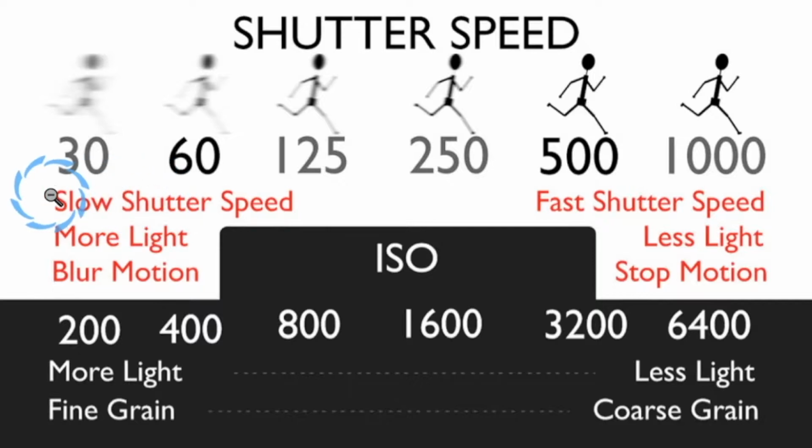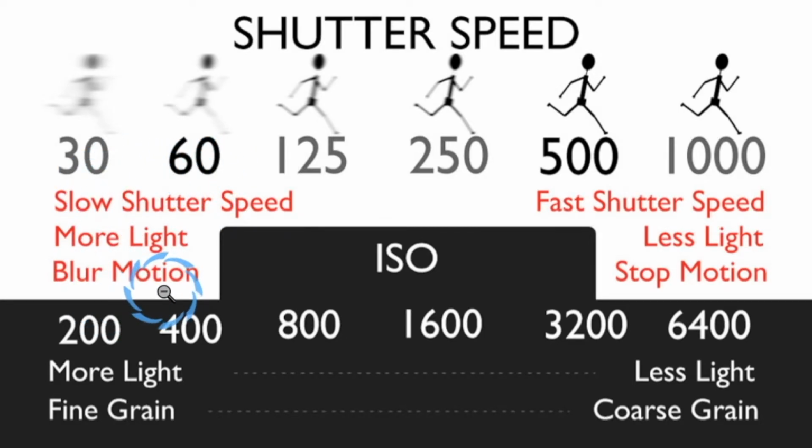So this is a slow shutter speed. This is a fast shutter speed. This lets in less light. So as your speed gets faster, it's letting in less light. And as it goes slower, it's letting in more light.